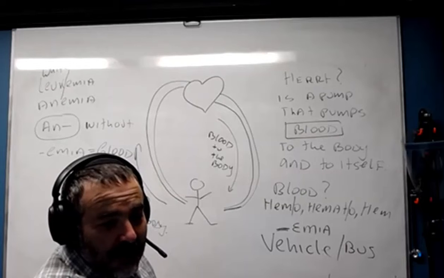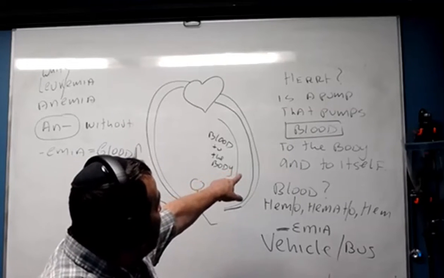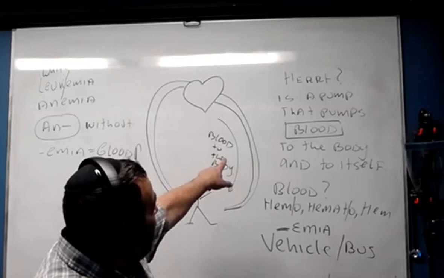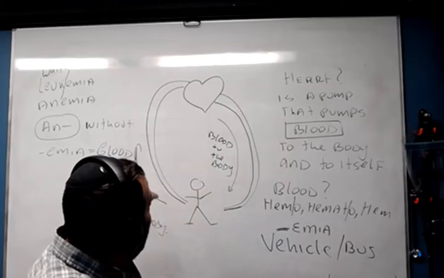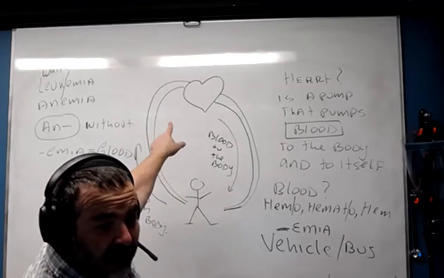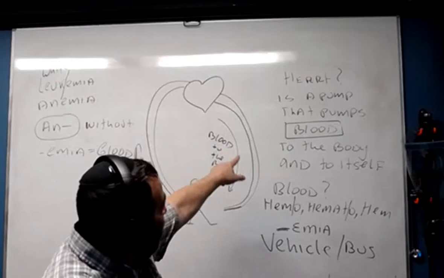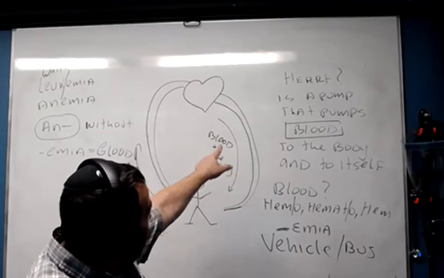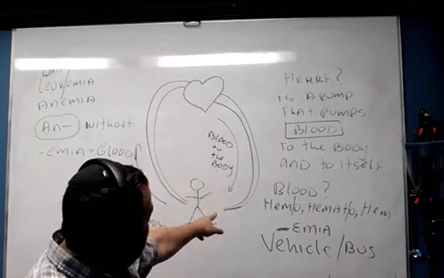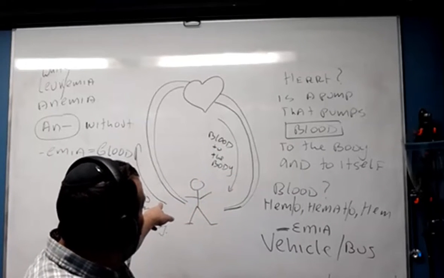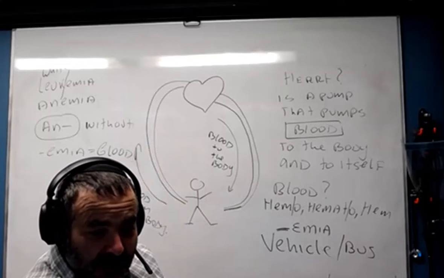Are you with me? Now we also have two different types of blood vessels. One blood vessel goes away from the heart, and the other set of blood vessels goes back to the heart. Do you see the arrows? These are blood vessels. These pipes are going to the body, away from the heart. And this one is going back, returning to the heart. Do you see that there's a difference?